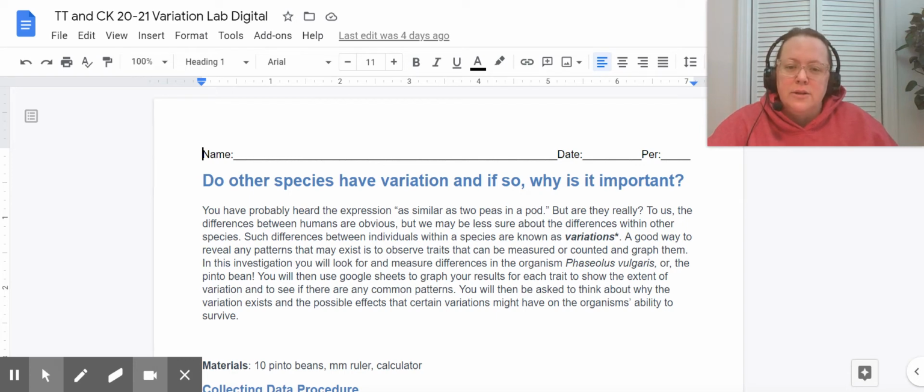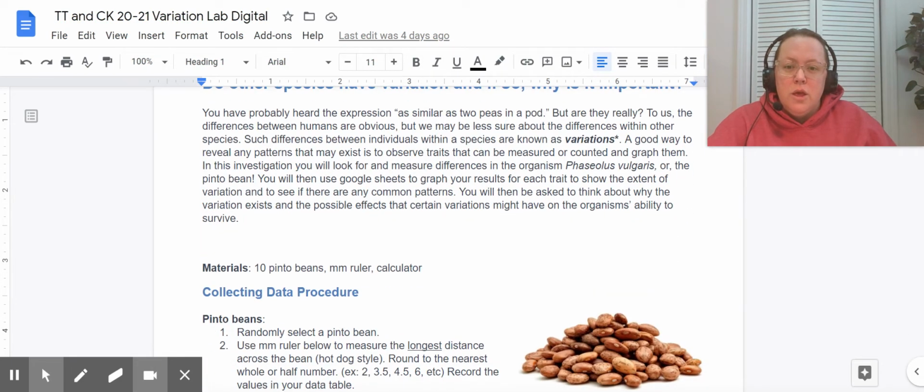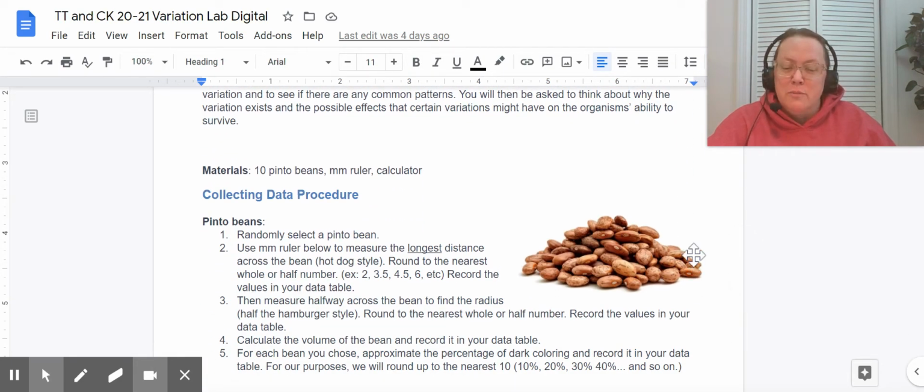A good way to reveal any patterns that may exist is to observe traits that can be measured or counted and graph them. In this investigation, you will look for and measure differences in the organism Phaseolus vulgaris, or the pinto bean. You will then use Google Sheets to graph your results for each trait to show the extent of variation and to see if there are any common patterns. You will then be asked to think about why the variation exists and the possible side effects that certain variations might have on the organism's ability to survive. Your materials are virtual, and you're going to be measuring 10 pinto beans with a virtual millimeter ruler, and then you're also going to be using a calculator.